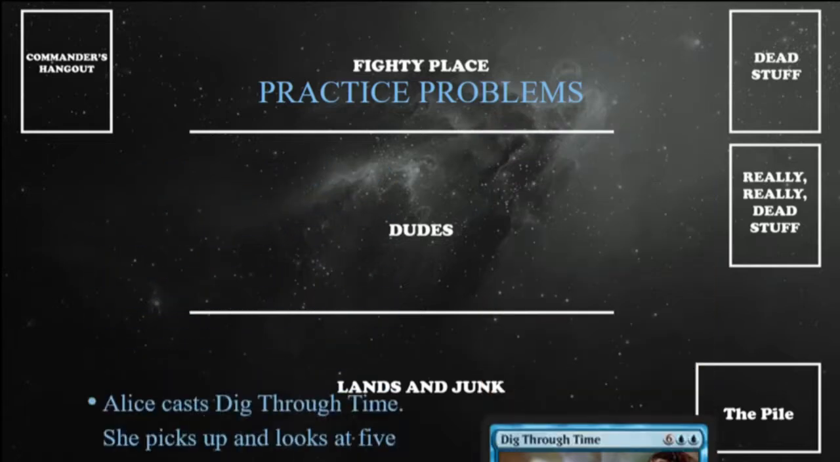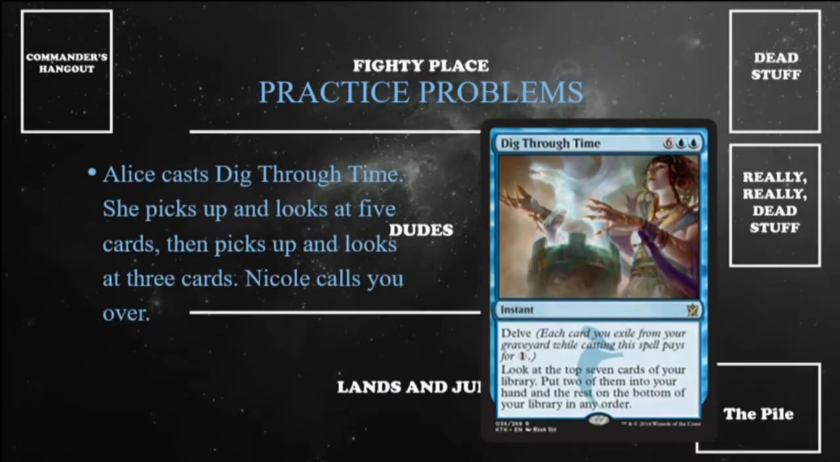I believe I have two more. Yes, maybe three. Alice casts Dig Through Time. She picks up and looks at 5 cards, then picks up and looks at 3 cards. Nicole calls you over.